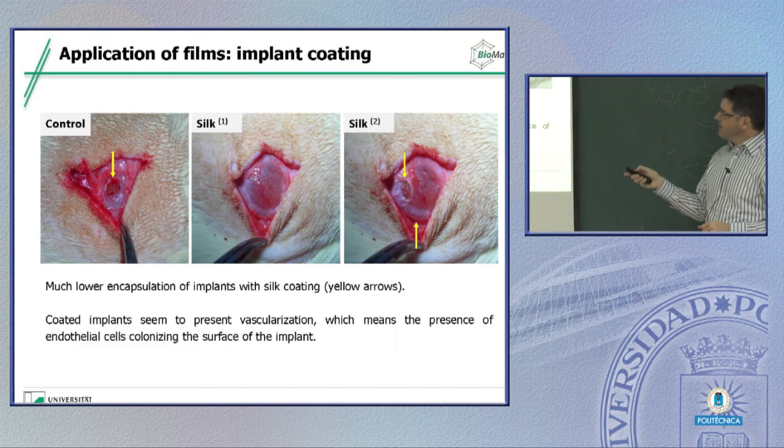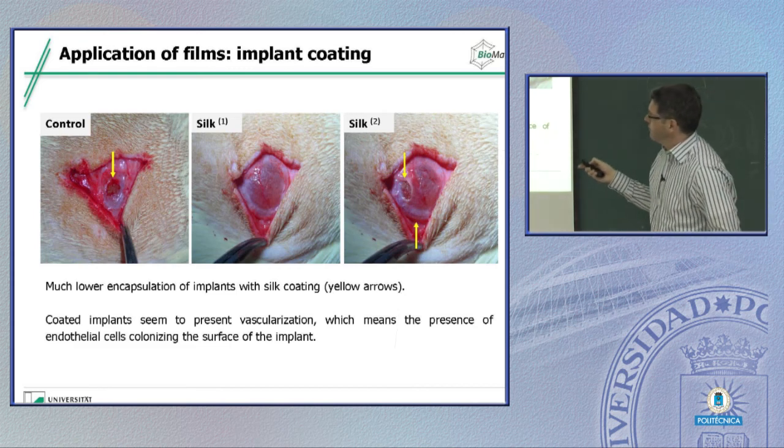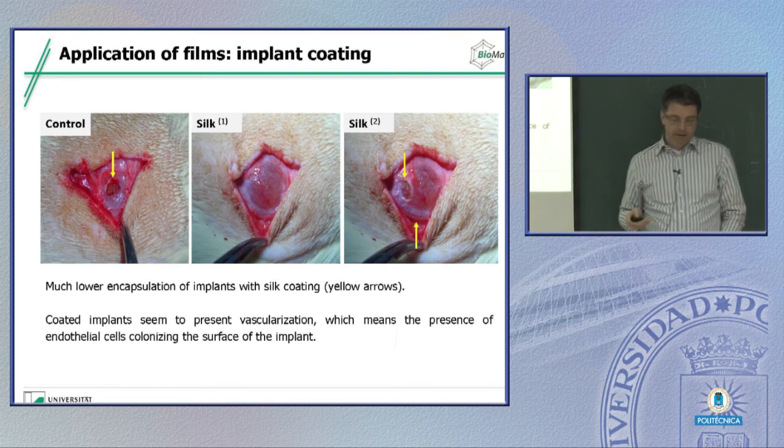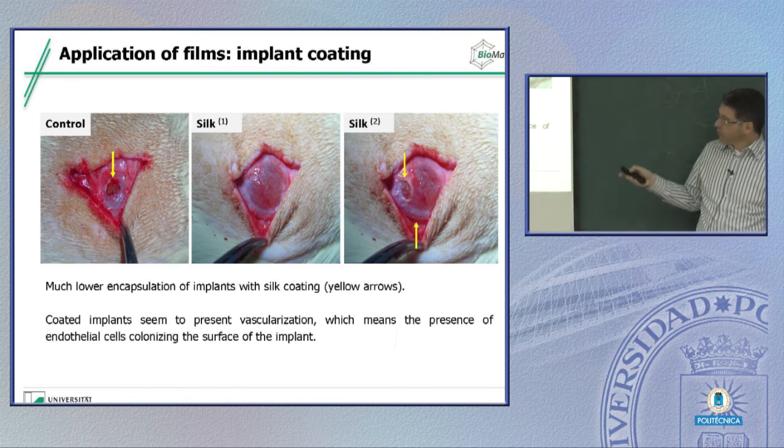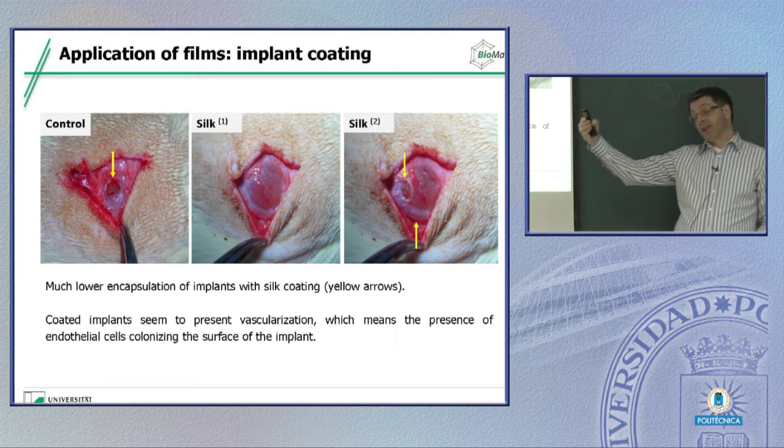So this actually is one indication that coating the silicon implant makes the implant much more tolerable. Of course, rats are a very specific model, so therefore we have now to go to the next level.